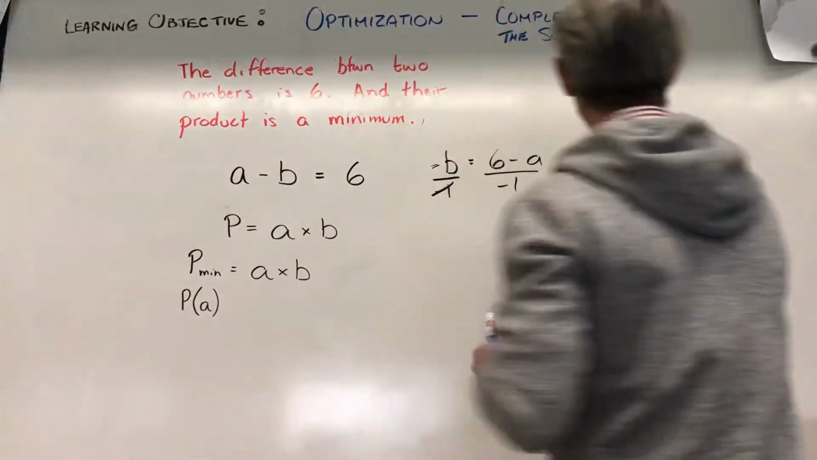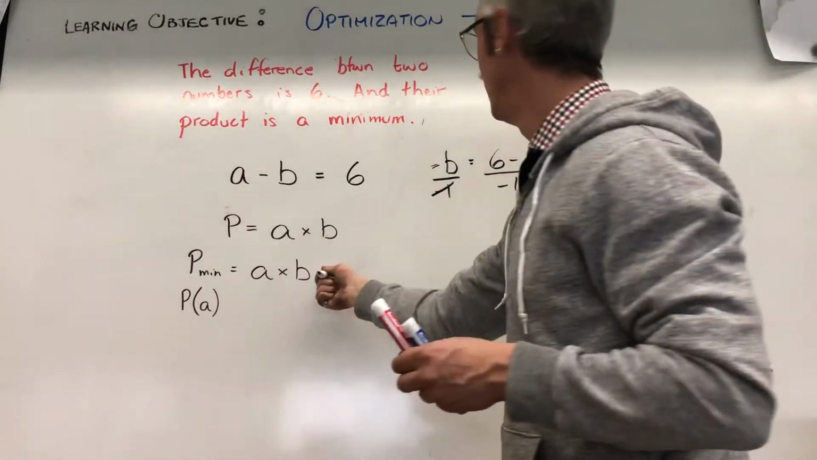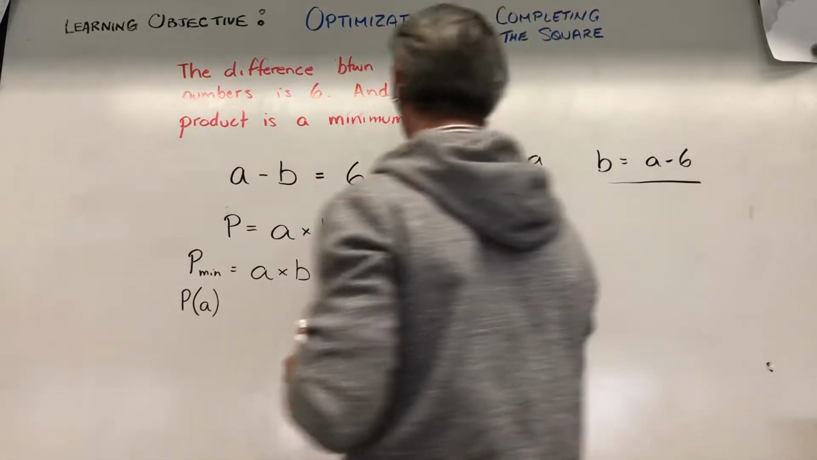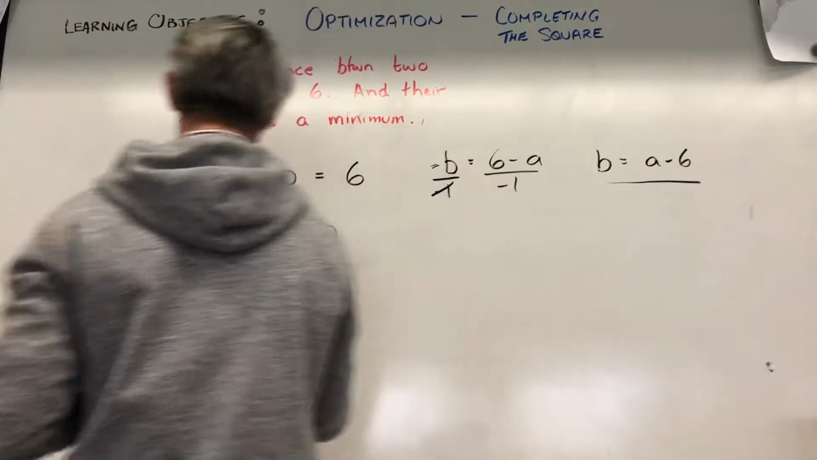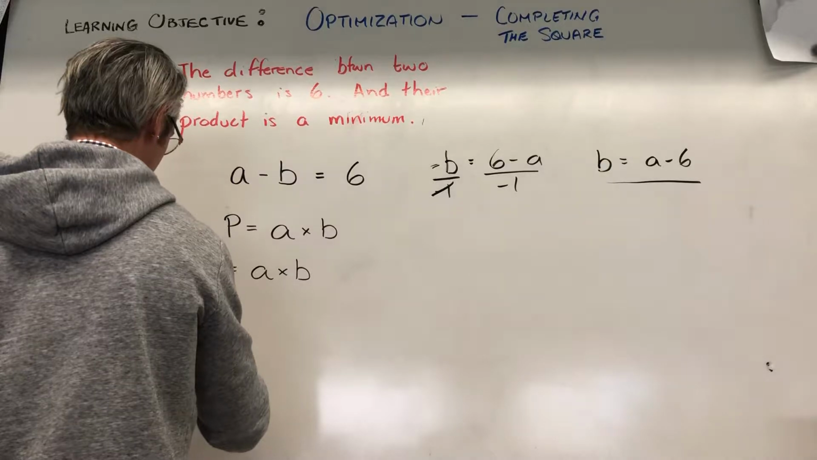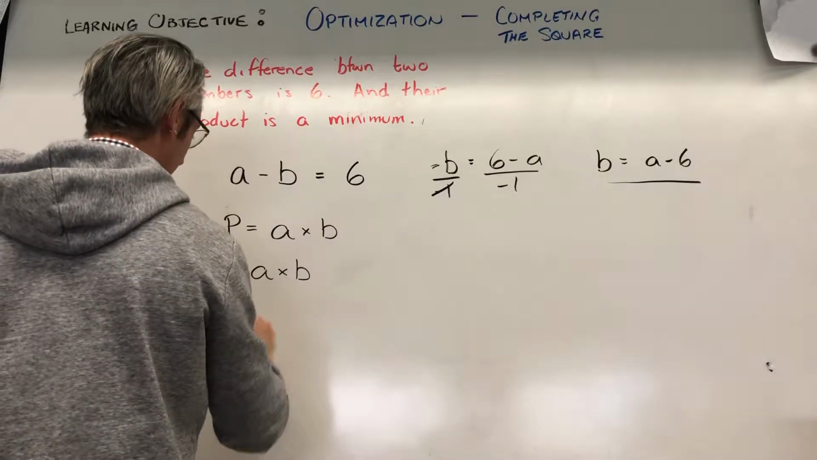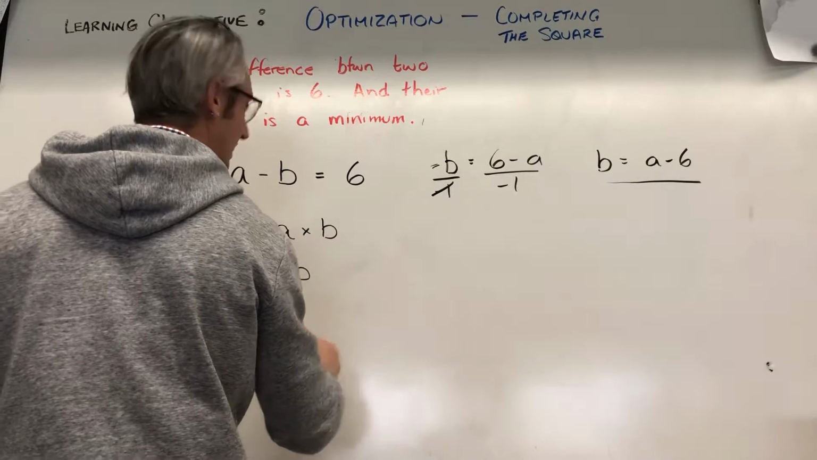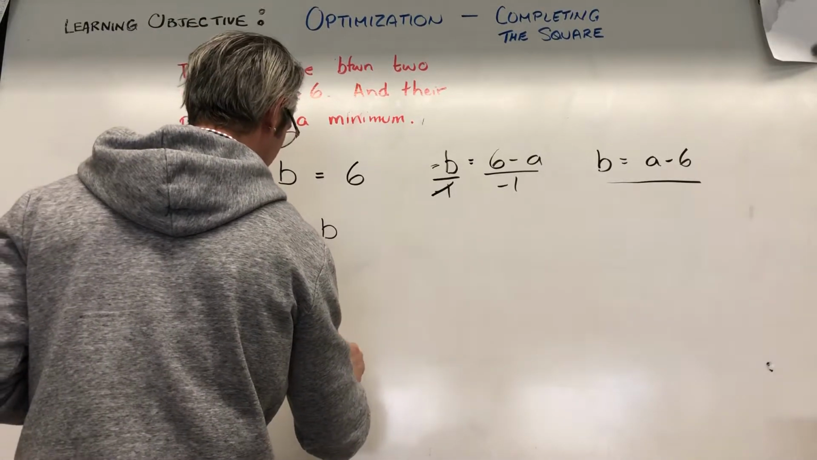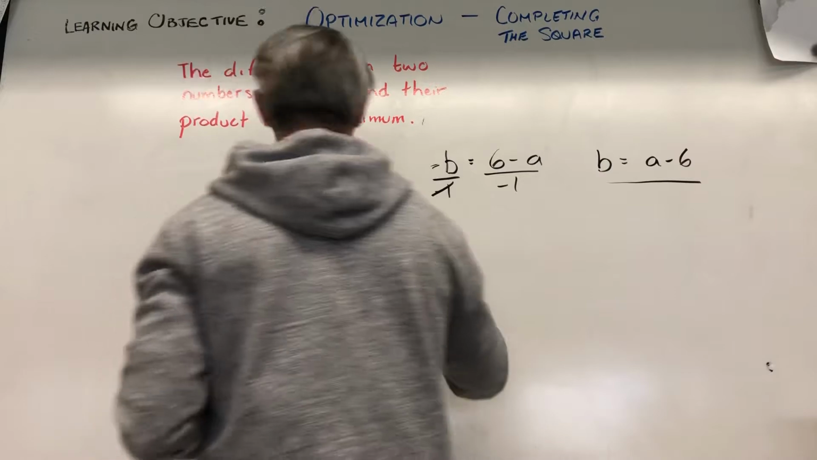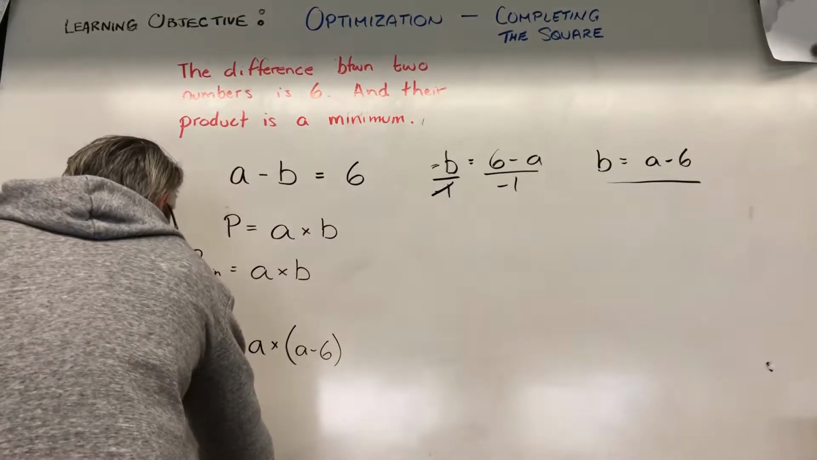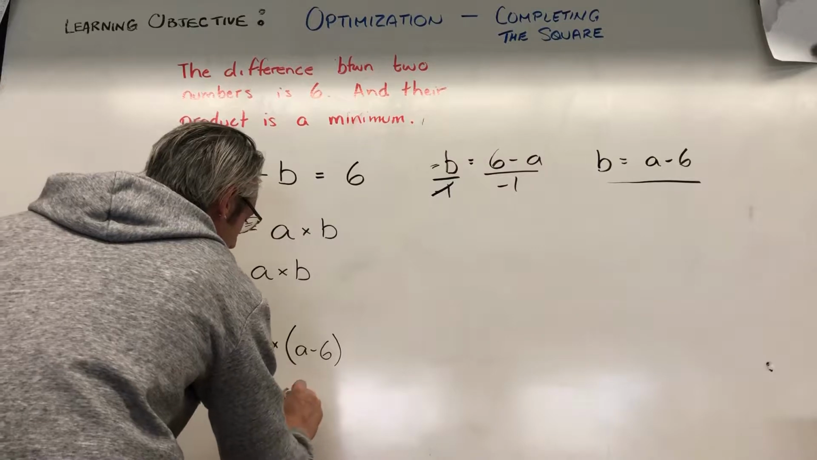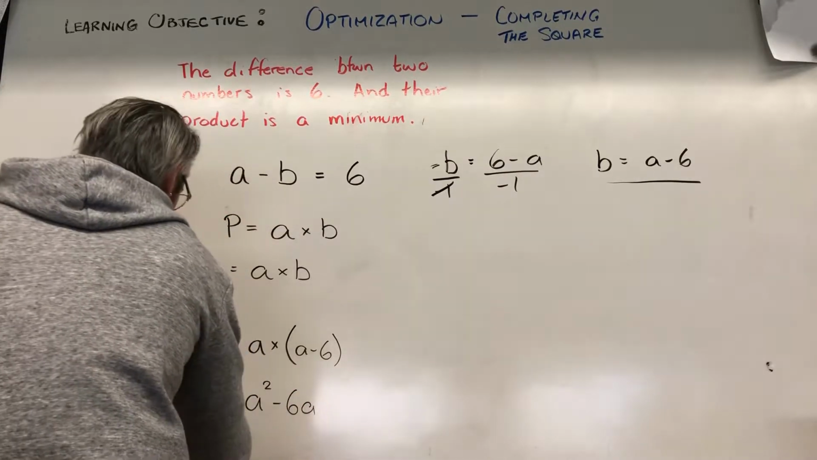Okay, B is equal to A minus 6. So now in this formula, every time I see B, I'm going to throw in A minus 6. So I get P min, my minimum product, is equal to A times B, and B is A minus 6. So this gives me my P min, if I multiply it out, is a squared minus 6a.